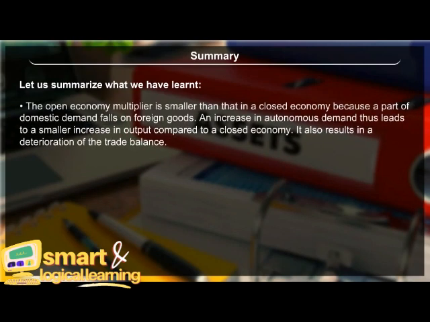The open economy multiplier is smaller than that in a closed economy because a part of domestic demand falls on foreign goods. An increase in autonomous demand thus leads to a smaller increase in output compared to a closed economy. It also results in a deterioration of the trade balance.